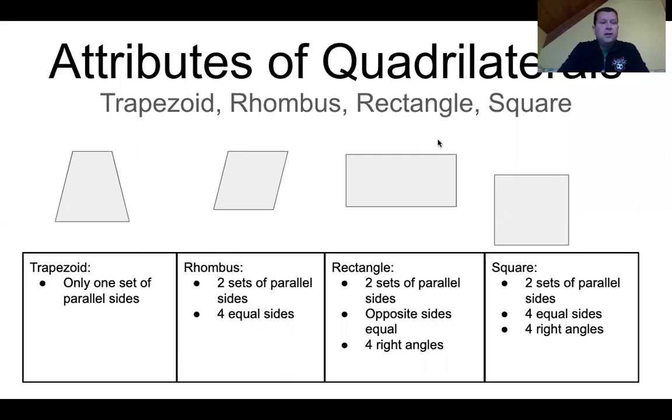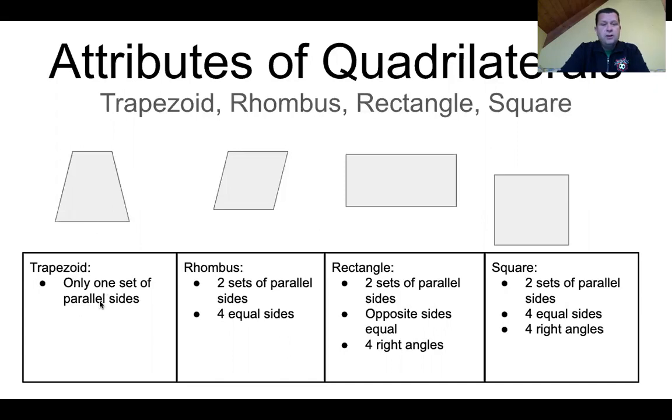Hello, I'm back, and we're talking more about attributes of quadrilaterals, and we're talking about more quadrilaterals. We talked about parallelograms last lesson. Today we're talking about trapezoids, rhombuses, rectangles, and squares. And just to remind you, attributes are characteristics or just things that make the shape what they are. And we look at sides and angles.